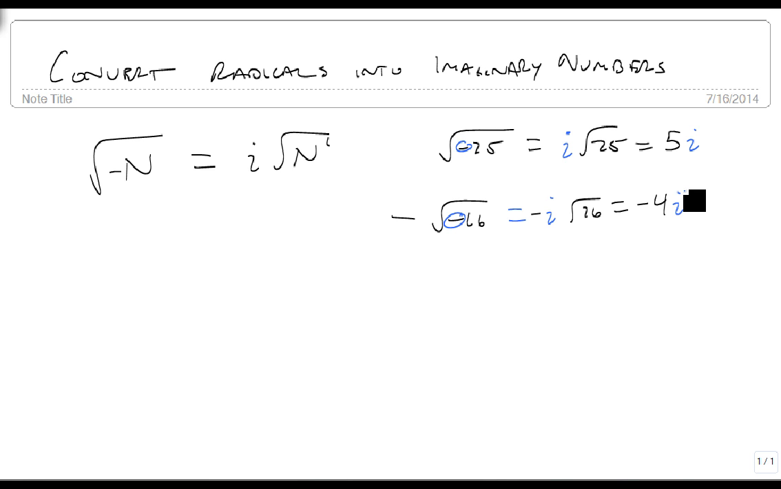And notice, just like the square root symbol, when we're using the square root symbol with imaginary numbers, it still always returns the positive number. So if I want it to be negative, I need to put the negative on the outside.